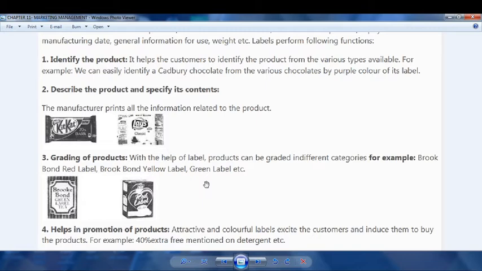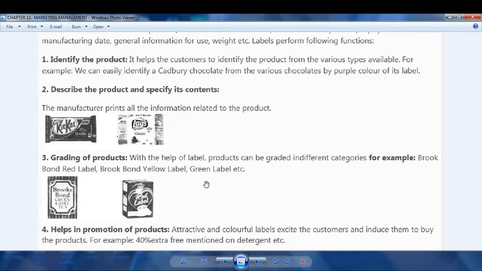The third function of labeling is grading of product. With the help of the label, the product can be graded into different categories. So if we want to grade the product into different categories, we have to do proper labeling. A very good example is Brook Bond red label, Brook Bond yellow label, Brook Bond green label. All these are done through the process of grading.